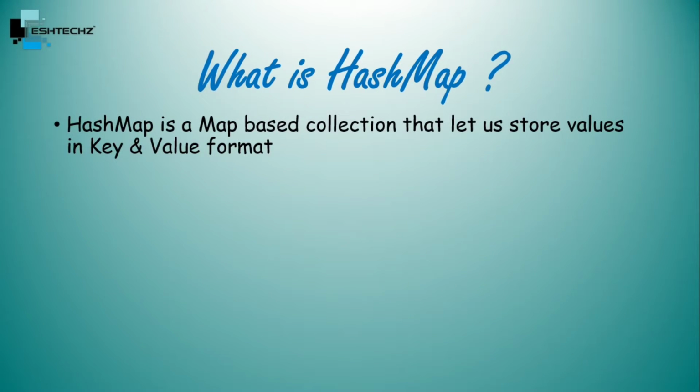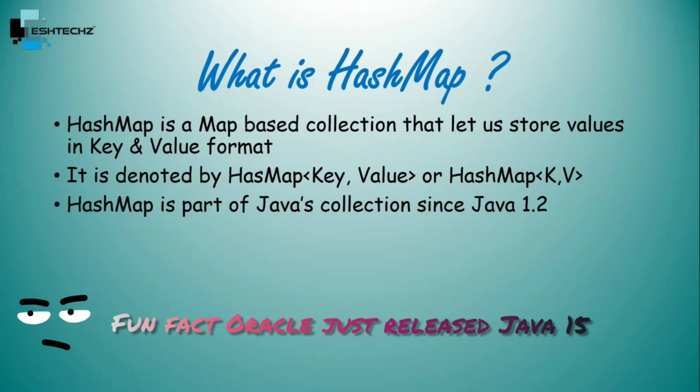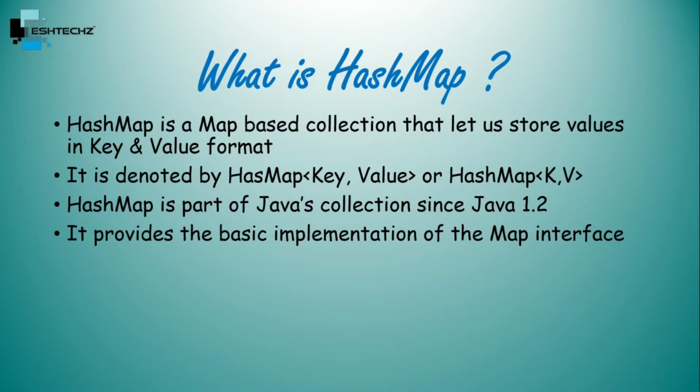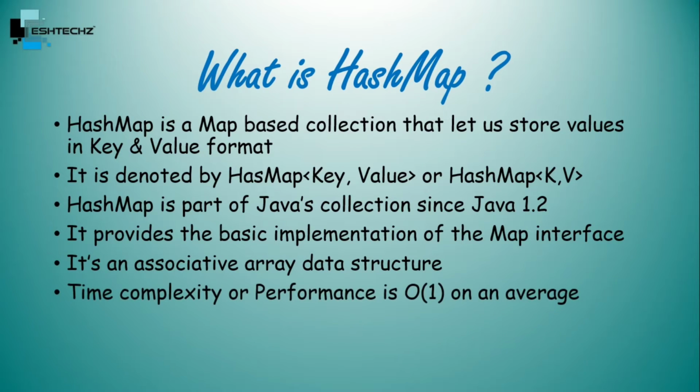Now, HashMap is a map-based collection that lets us store values in key and value format. It is denoted by HashMap in angular brackets key, value, or HashMap K, V. HashMap is part of Java's collection since Java 1.2. It provides the basic implementation of the map interface. It's an associative array data structure. Time complexity or performance is O of 1 on average. Now this is one of the reasons why HashMap is popular.